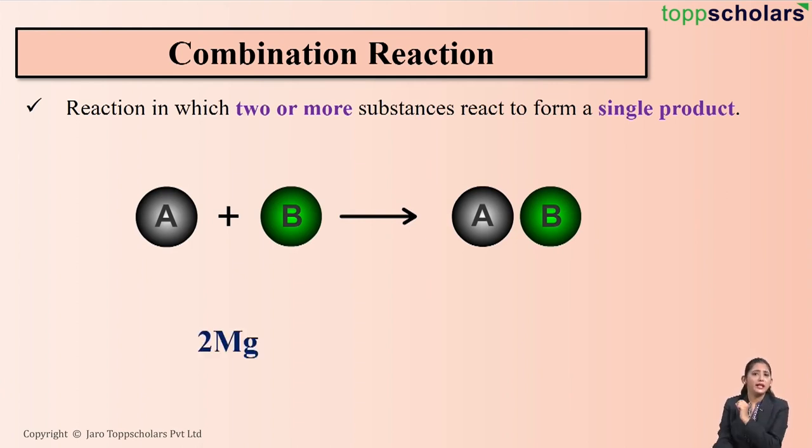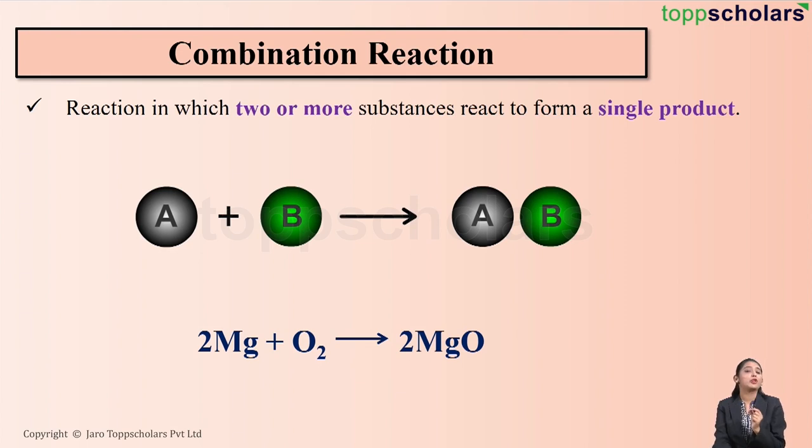Let's take an example now, right? So here I have magnesium, which is one of the reactants, which reacts with oxygen, that is the second reactant. Both reactants react with each other, that is they combine with each other, resulting in the formation of magnesium oxide, which is a single product. So in a combination reaction, two or more substances react to form a single product.